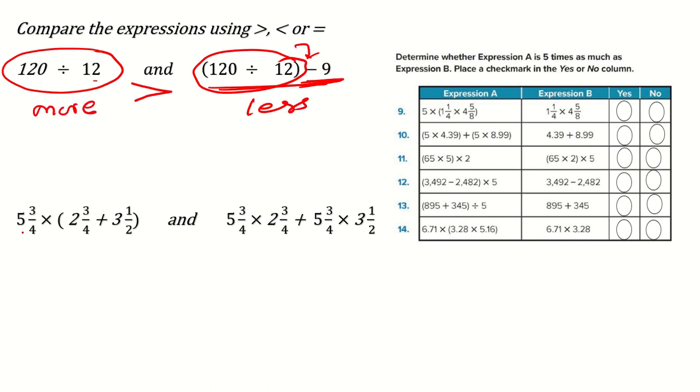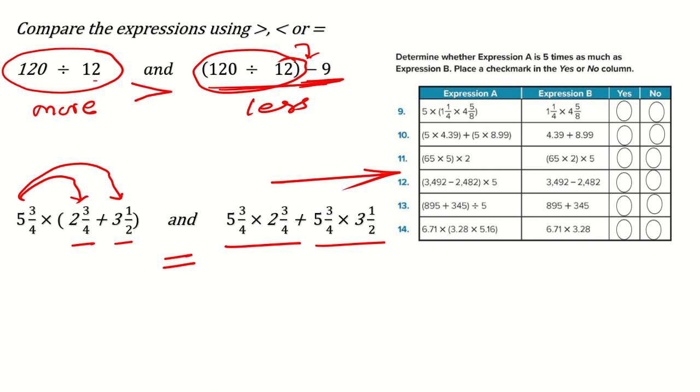Okay. Now here, 5 and 3 over 4 times 2 and 3 over 4 plus 3 and a half. And here also, if you see, both the things are the same. Why? Because if you apply the distributive property, then it will be multiplied inside this. So this is the distributive property. It means both are equal. Okay. The same thing is here also, and you can practice this question yourself.